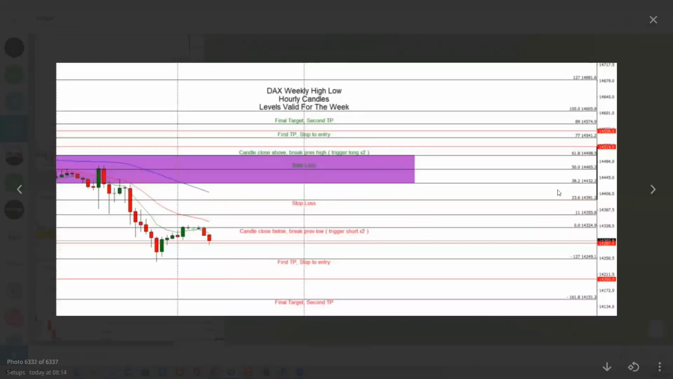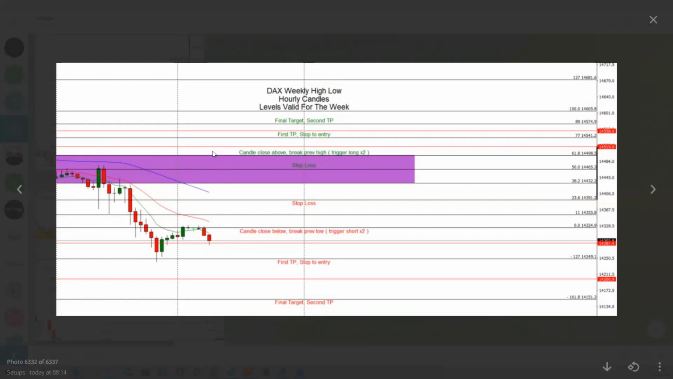On the DAX weekly high low, currently between levels of 0 and minus 127. No real indications now to go short anymore. We did get that trigger yesterday. So with that, we can only look now for a long, so meaning 8 crosses 21 to the upside.